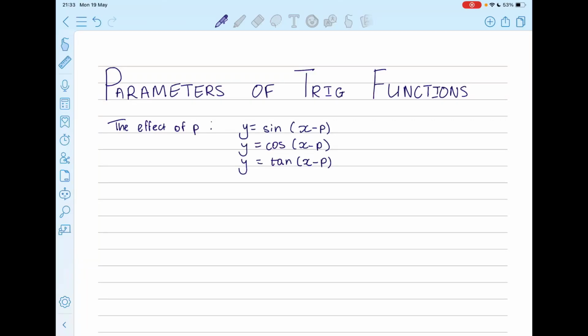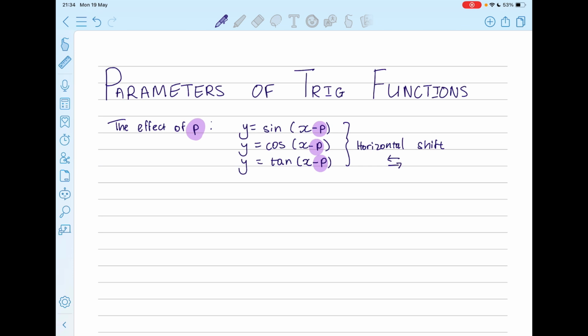Hi there. In today's video, we'll be looking at the parameters of trigonometric functions, and the parameter we are focusing on is p. So we'll be looking at the effect of p, and p is this value here, which we either add or subtract to our x values, causing a horizontal shift. So this means that our graph is either going to move to the left or it's going to move to the right.